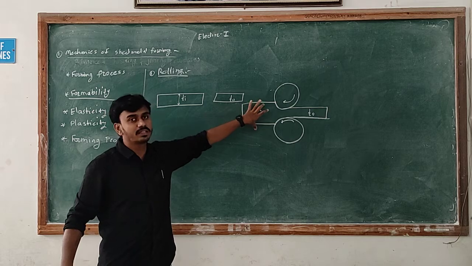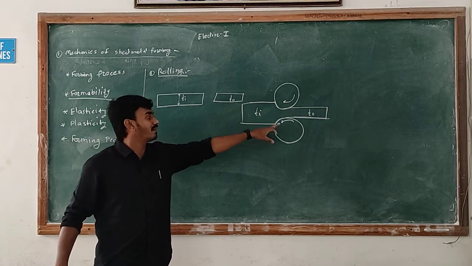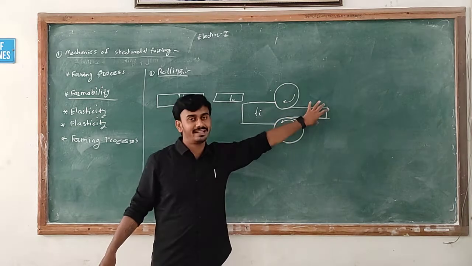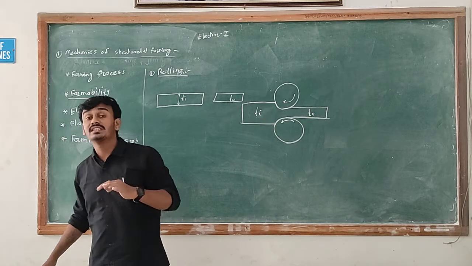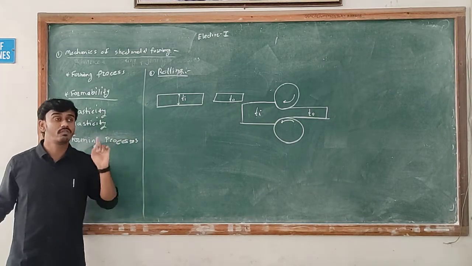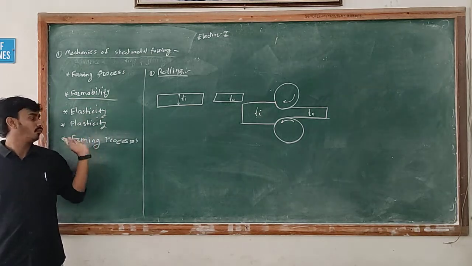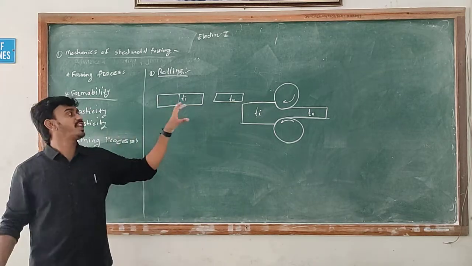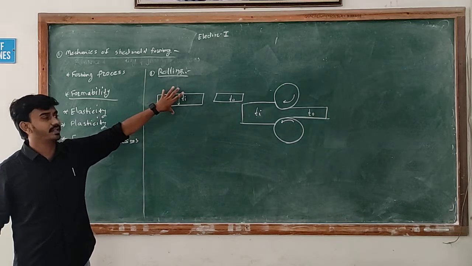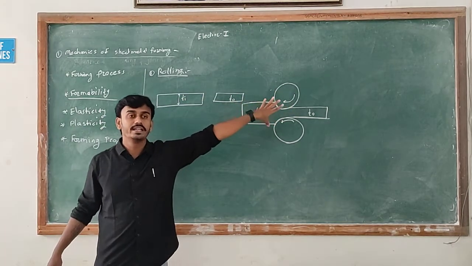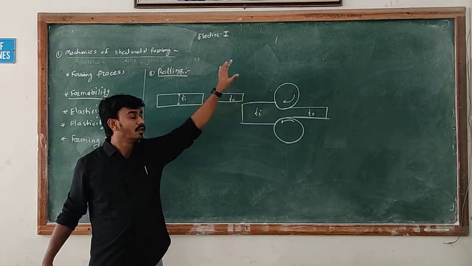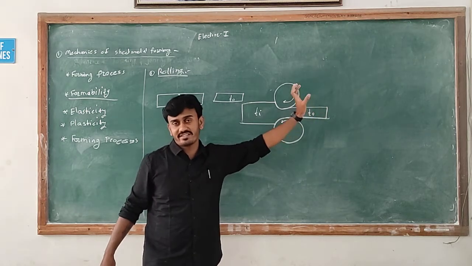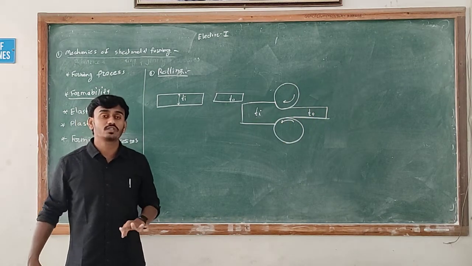When this sheet of thickness Ti passes through these rolls, it is converted into our required size, that is To. Then this process is called the rolling process. It is the first type of forming process, that is rolling. In rolling, we pass our sheet metal through the rolls, and then the sheet is converted into our required size.